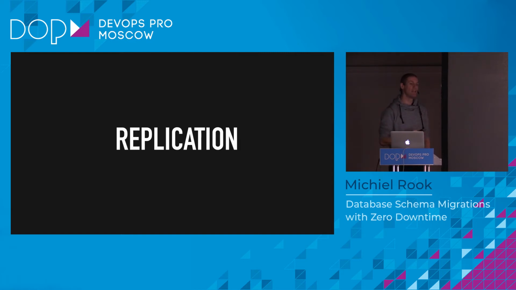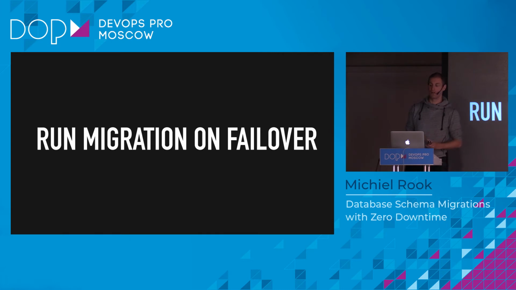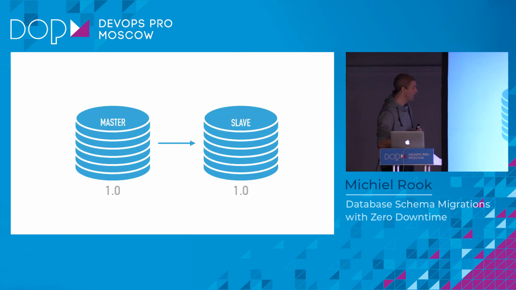And that is running things in a replicated scenario. So what we're doing is we're going to run the migration on a failover. This assumes that your code that requires the migration and is backwards compatible has already been deployed. And like I said, this is very ops intensive. And why? Well, let's consider the following situation.